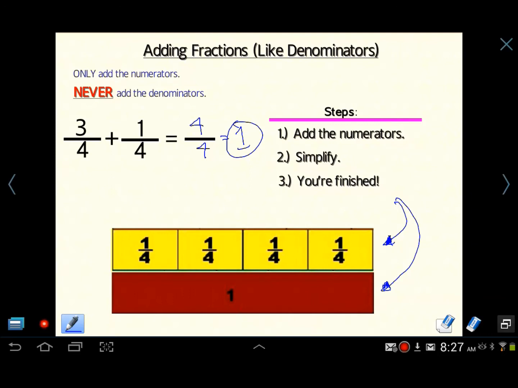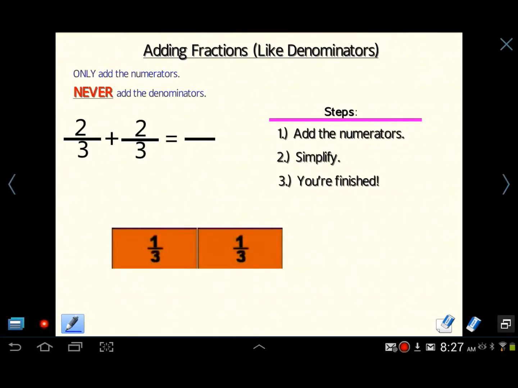And did I mention never add the denominators? I don't know if I did, but I'm going to mention that again. Never, never, ever add these things. You can multiply them and divide them when we get into that later, that'll be before Christmas. Never add or subtract denominators. Those are left alone.